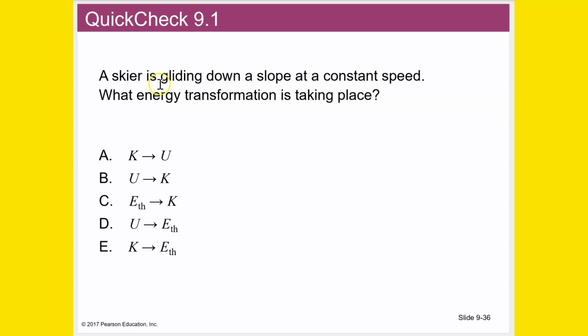So the skier is gliding down a slope at a constant speed. The fact that the skier is going at a constant speed means that there is no change in kinetic energy. Kinetic energy is 1/2 mass times velocity squared. So there's no change in the mass of the skier. There's no change in the velocity of the skier. Constant speed. So it's not going to be kinetic energy changing into anything. The fact that the skier is skiing down a slope means the skier's position relative to the earth is changing. So potential energy is changing into something.